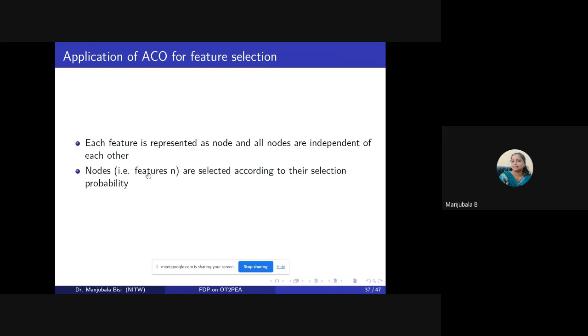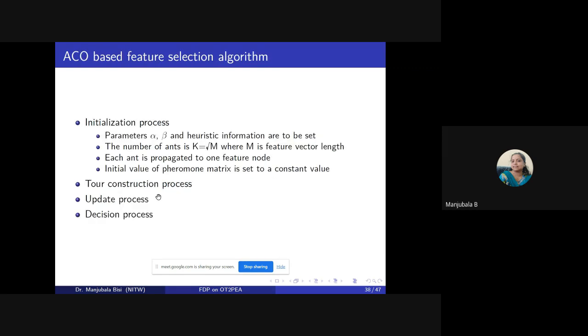So the nodes, that is the features or groups of features, are selected according to the selection probability. I told you the probability function, right? So that probability function you can use to select the next set of features. How do you have to initialize here? You have to initialize the parameters alpha, beta, and the heuristic information. In the TSP, the heuristic information is the distance matrix. But in feature selection, you can use the information gain or chi-square value. Those values you can use as the heuristic to solve the problem.